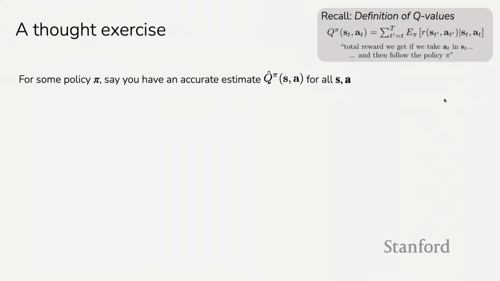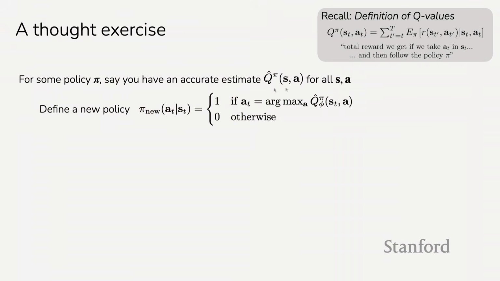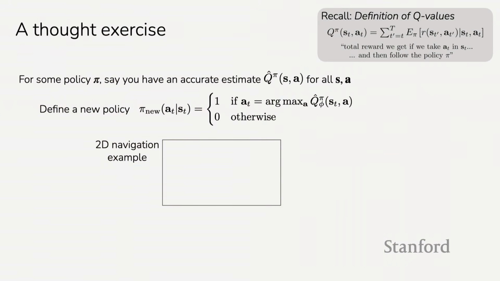So to continue on this thought exercise, we'll define a policy that does exactly that. That policy has a probability of 1 for taking the action that maximizes the q value and has a probability of 0 otherwise. This is just a deterministic policy that always follows what the q value is telling you is the best. And then we'll look at this in the context of an example.